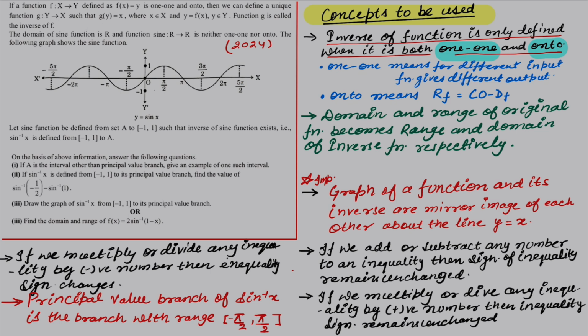A bijective function is a function which is both 1-1 and onto. 1-1 means for different inputs the function gives different outputs. Onto means the range of the function is equal to the codomain of the function. Let's understand what we want to say.